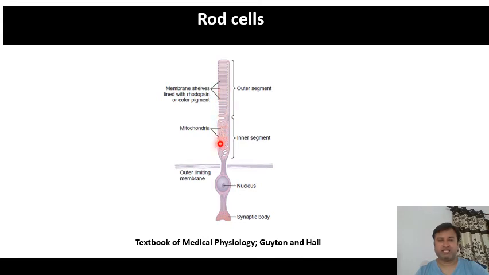While in the inner segment of the rod cells, a large number of mitochondria are present which provide the energy. And this is the nucleus where the Golgi body and endoplasmic reticulum are present, where the protein is synthesized. And this is the synaptic body. Through the synaptic body, rod cells synapse with the bipolar cells.